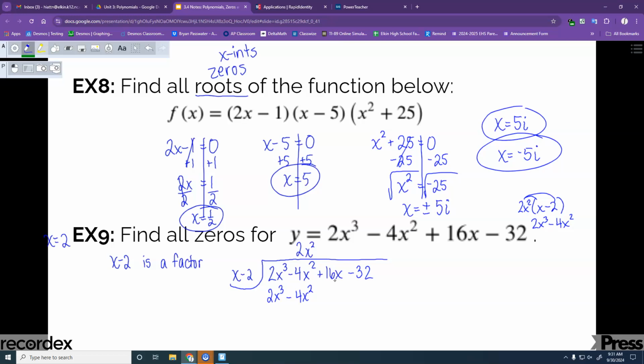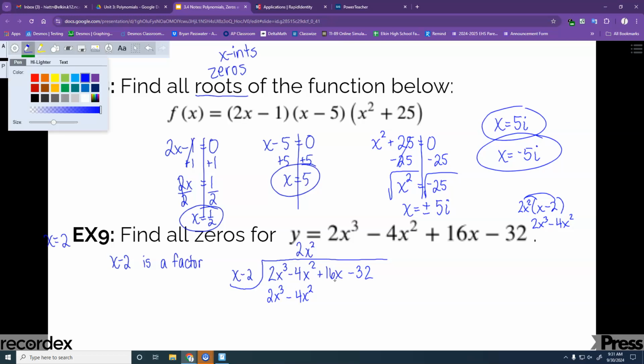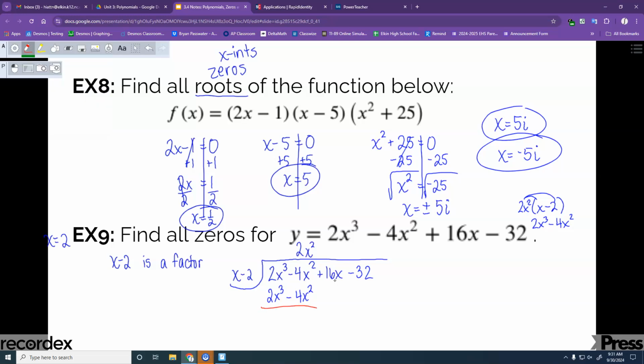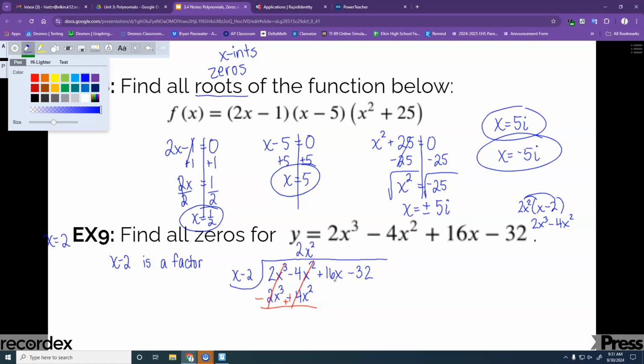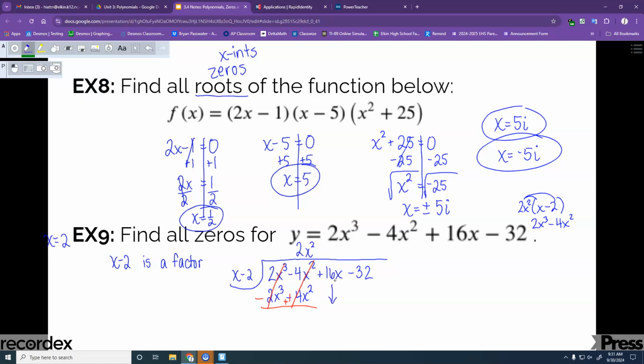Okay? And so then I will subtract, and this will cancel. This becomes a positive. This also cancels, right? And then I will bring down 16x. I'm going to go ahead and bring down that minus 32 as well.